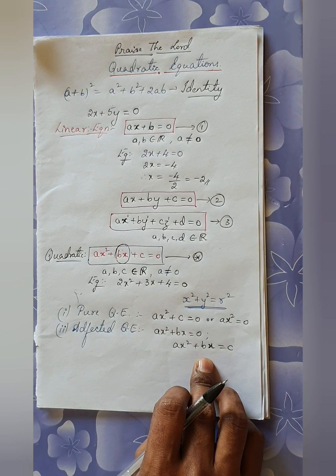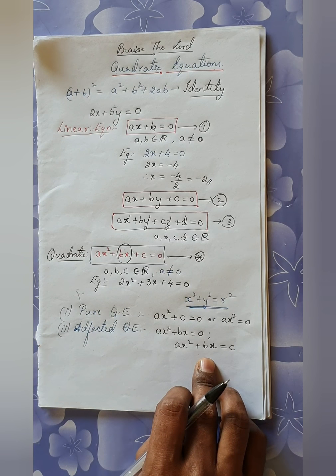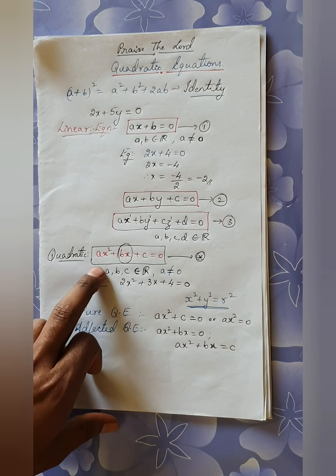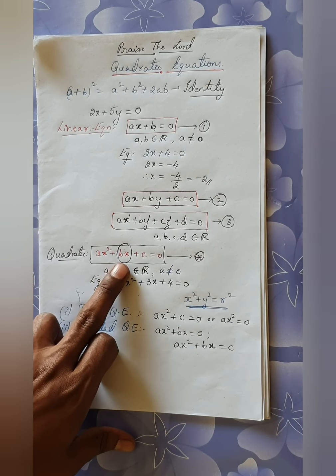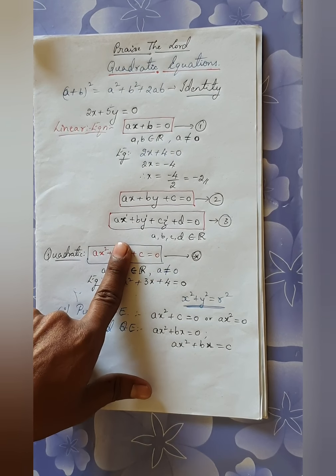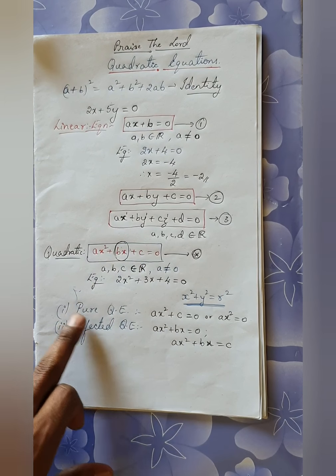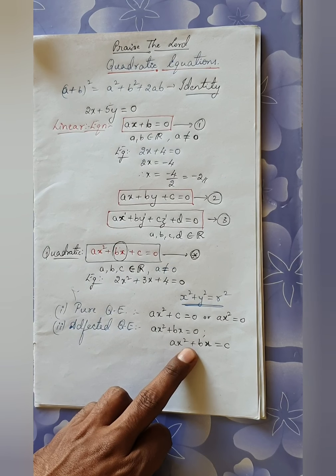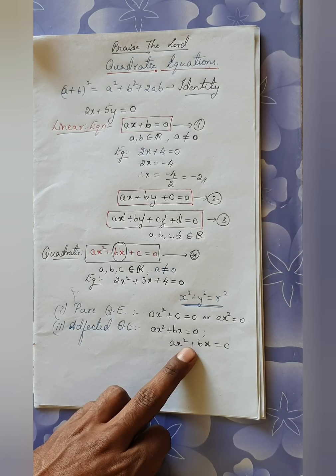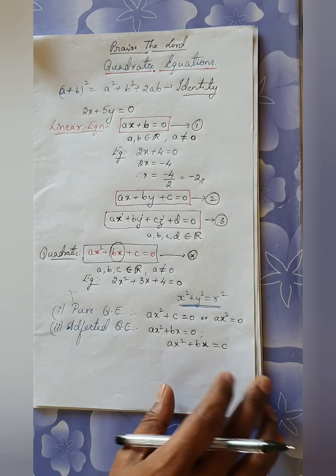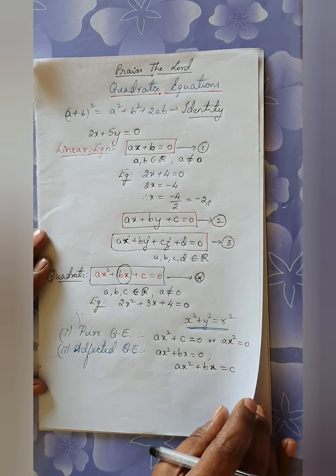In your previous syllabus, sometimes you used to get a 1 mark question: identify the pure quadratic equation and the adfected quadratic equation. Always remember the general form of a quadratic equation is ax square plus bx plus c equal to 0. In this, if the x term is absent, then that equation is the pure quadratic equation, and if the x term is present, that type of quadratic equation is called the adfected quadratic equation. We'll see a few examples which have been asked in your previous years' exams.